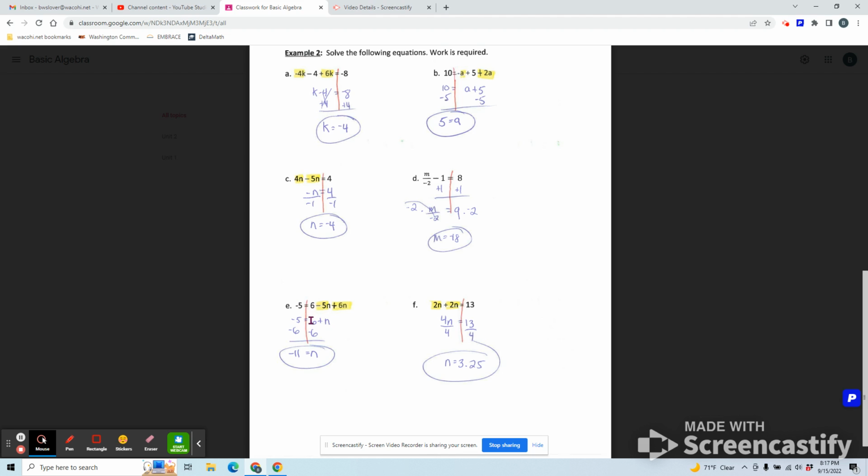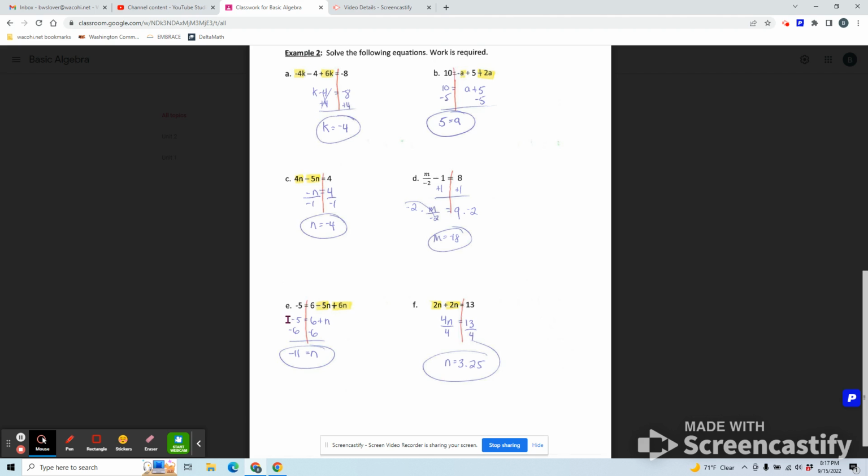Now this is a positive 6. It's saying 6 plus n equals negative 5. I want to get rid of this positive 6. In order to do that, I have to subtract. So 6 minus 6 is going to give me 0. I'm left with n, which is what I wanted. I wanted that variable isolated all by itself with nothing else there. So I subtracted 6 from the right side. I have to subtract 6 from the left side of the equal sign as well.